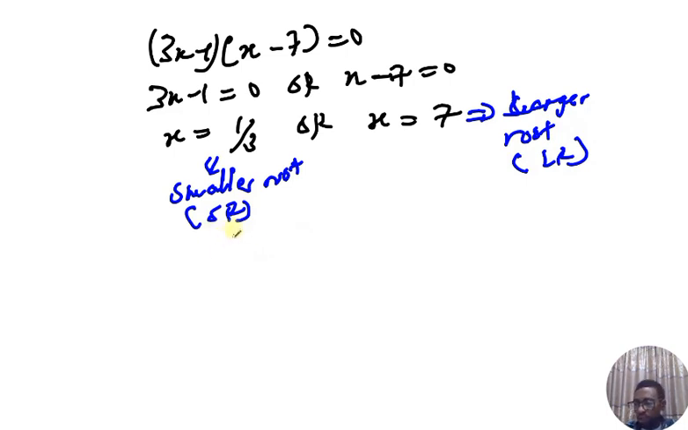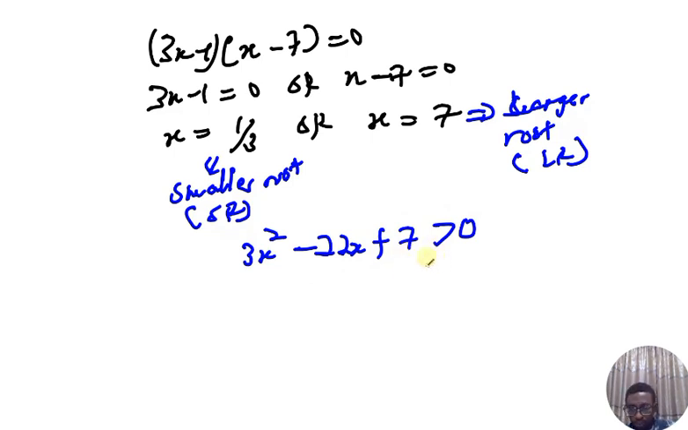So don't forget the question. What is the question again? The question is actually 3x squared minus 22x plus 7 greater than 0. So in this case, the inequality sign is greater than. Now, when the inequality sign is greater than, your inequality answer will be x greater than the larger root or x less than the smaller root.